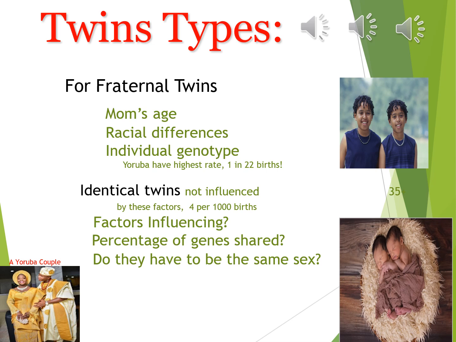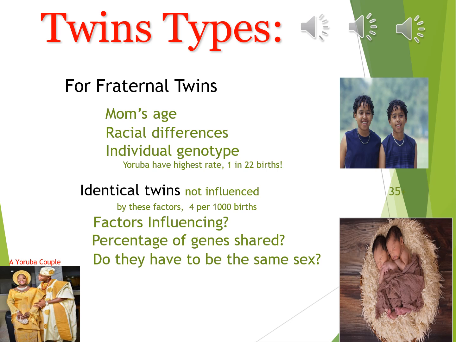So factors influencing fraternal twins would be mom's age. Women 35 years of age or older have increased likelihood. Racial differences: people of African descent, and I can't really say people of color because it's specifically people of African descent, have the highest prevalence. And the individual's genotype. It runs in some families.